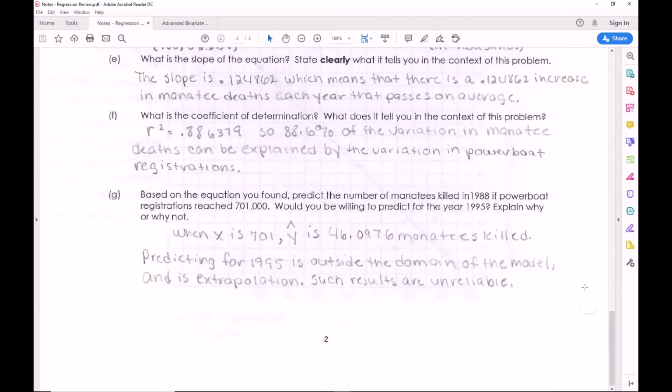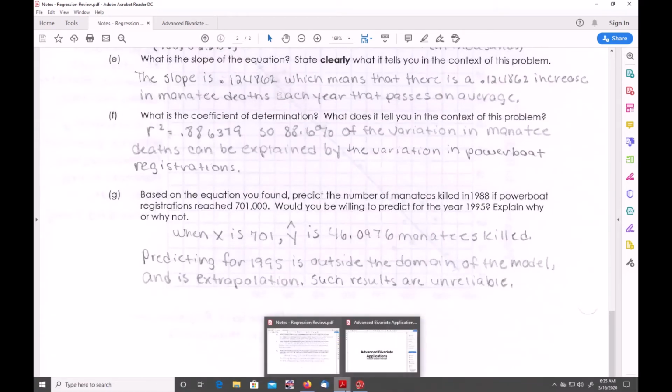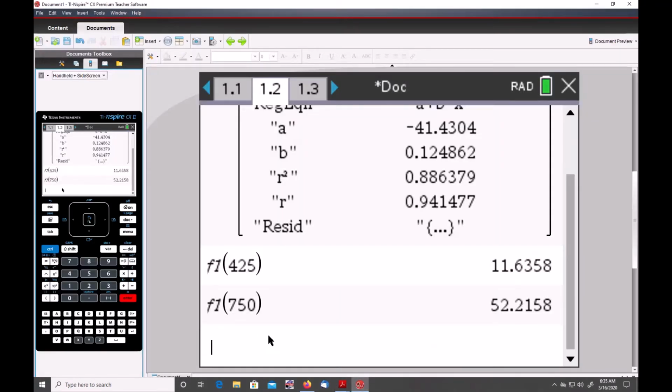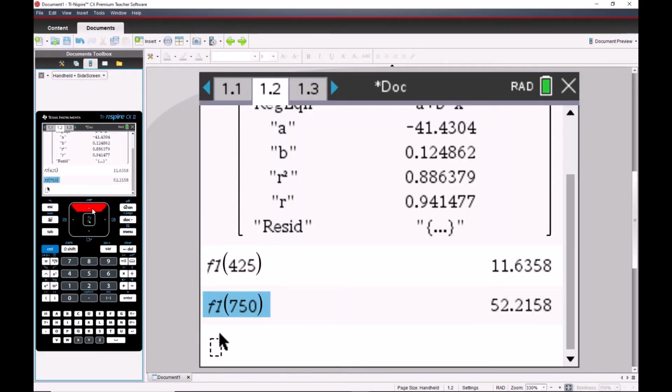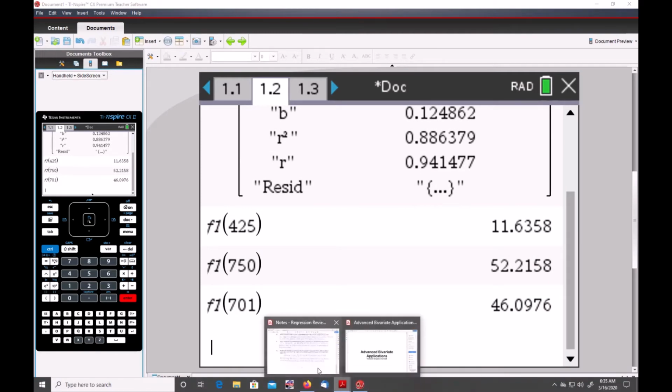So then they wanted us to do predictions for 701,000. Okay, that's actually 701 because we kind of truncated it. So let's go in here and change that number to 701. Oops, that's not 704. And there was my prediction. So that's where that came from.